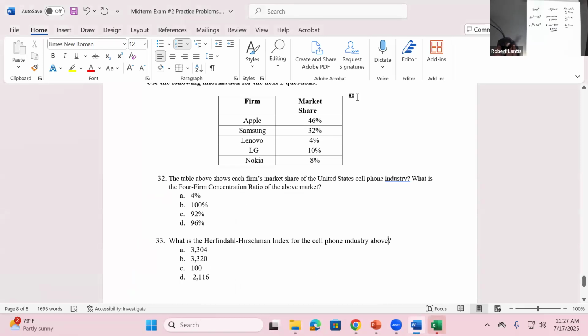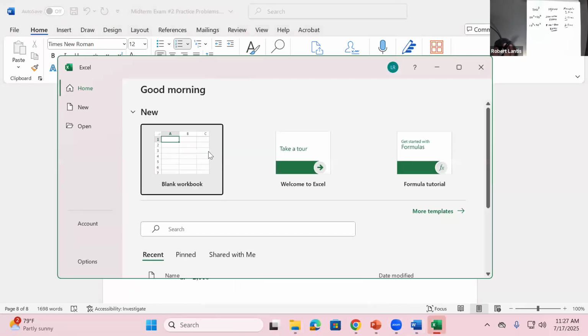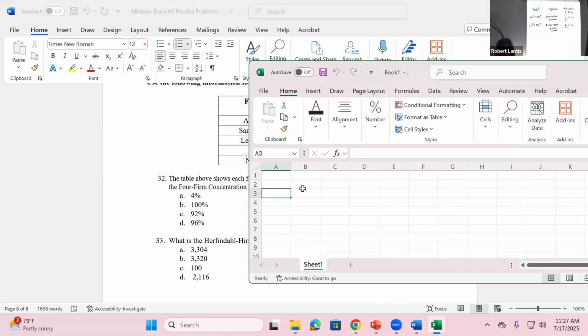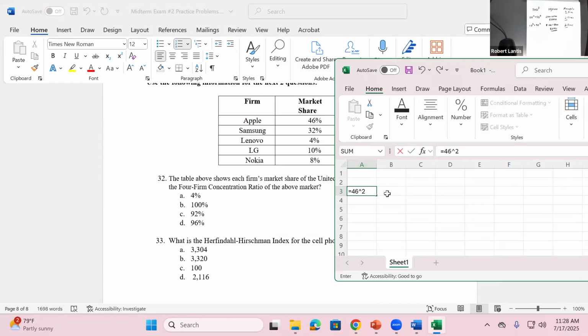This will help me out for later on in class as well. I'll use Excel to be my calculator here. So all I'm going to do is take 46 and square it. Oh, it'd be helpful if we could see the values here on the screen. There we go. I'm going to take 32 squared, and then add in 4 squared, 10 squared, plus 8 squared, right? Just taking that market share in terms of a percentage, squaring those values, and I'd end up with an HHI of 3,320.